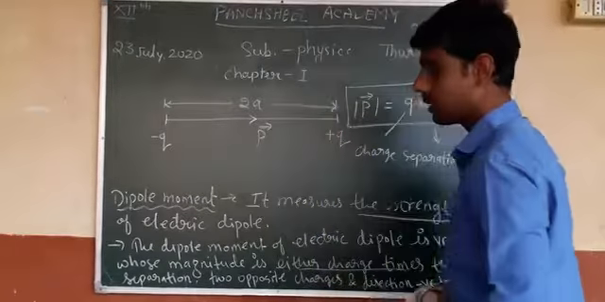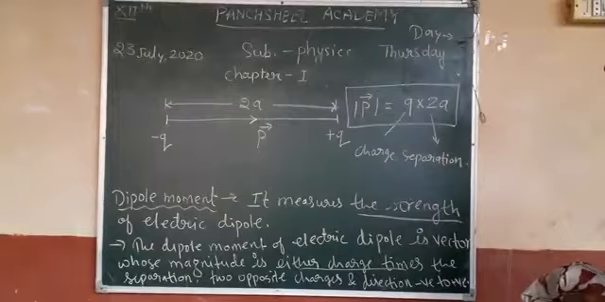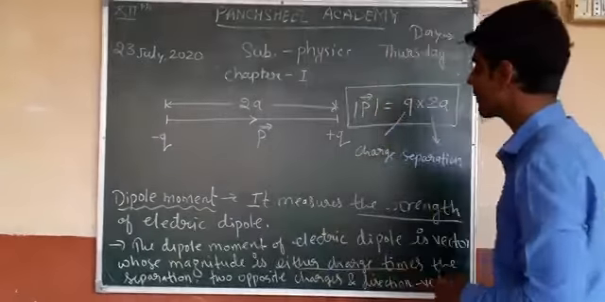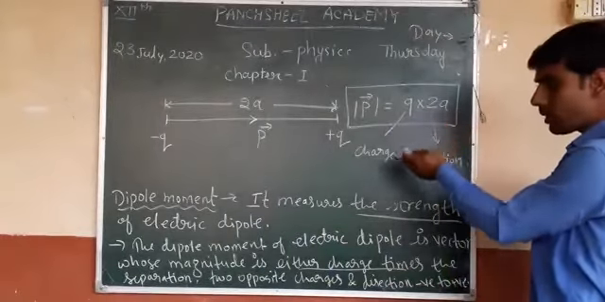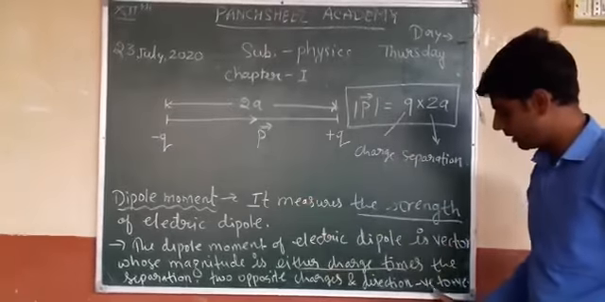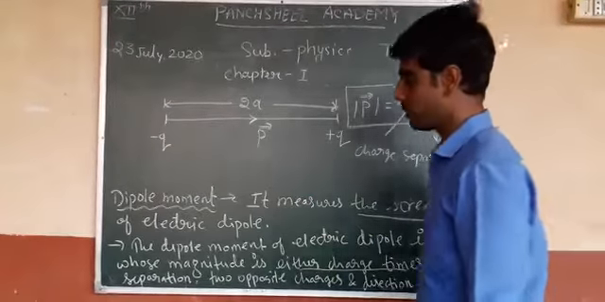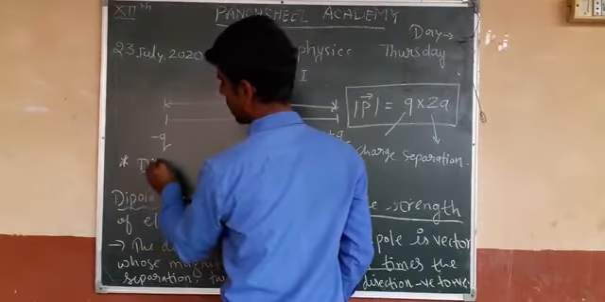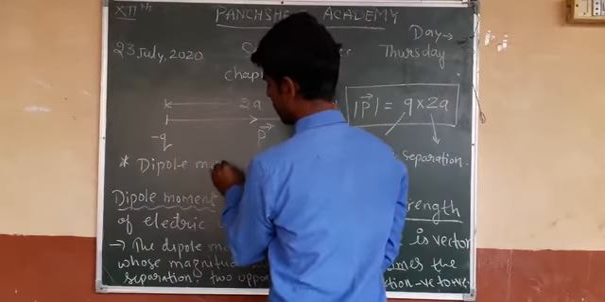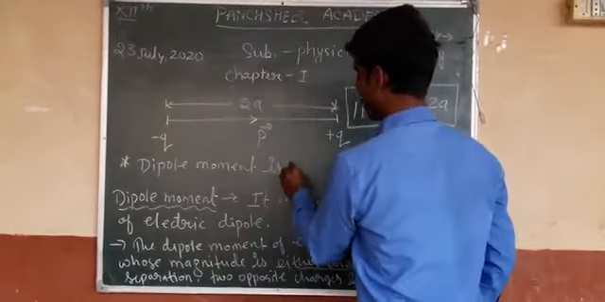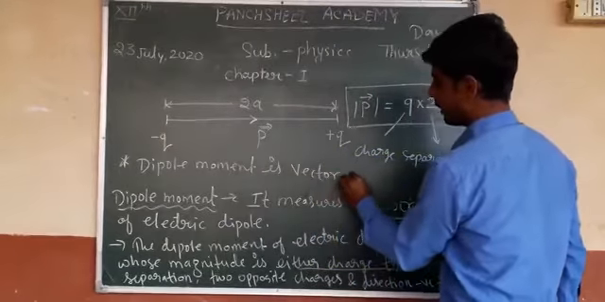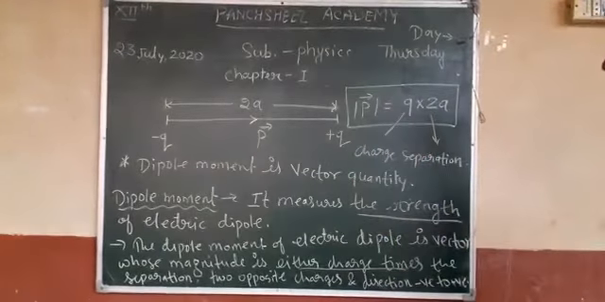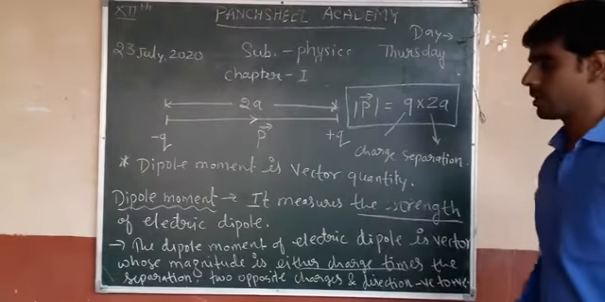One more thing: the electric dipole moment is a vector quantity. Why is it a vector quantity? Because it has magnitude as well as direction. What is the value of the magnitude? That is q into 2a. And what is the direction? From the negative charge to the positive charge. So write this: dipole moment is a vector quantity.